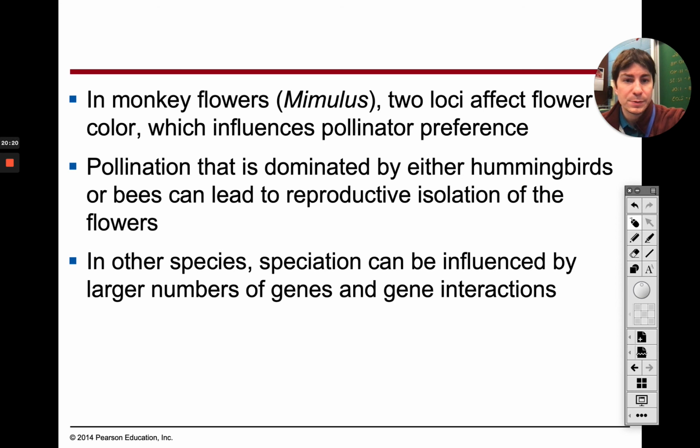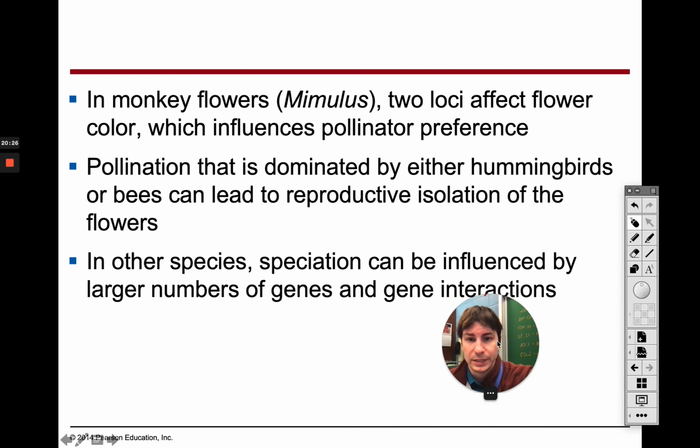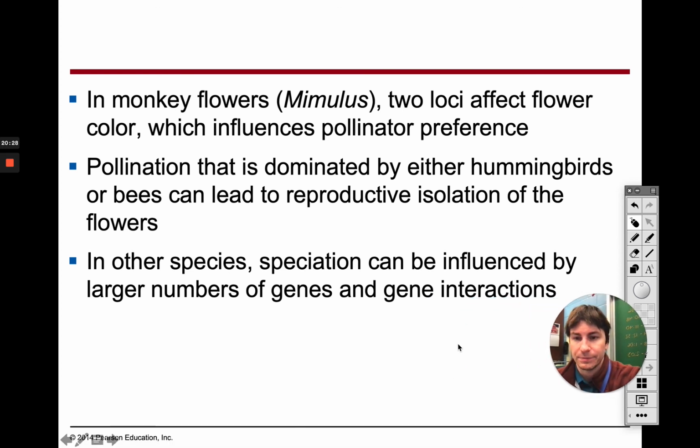All right, in some species, very few genes are changed. In some species, we can change a lot. We can have a whole lot of different phenotypes come about. And here are just some examples. You guys can read them.